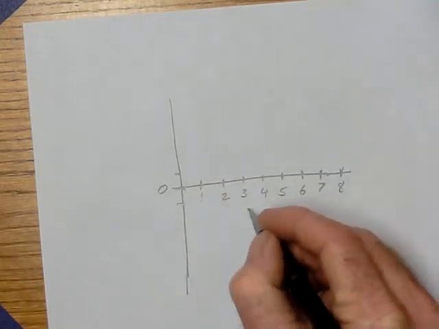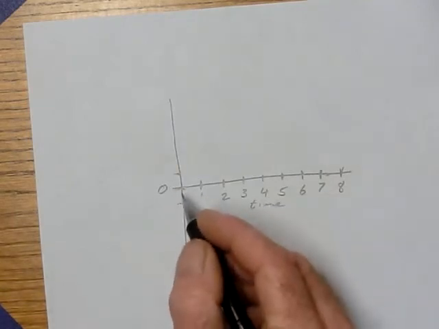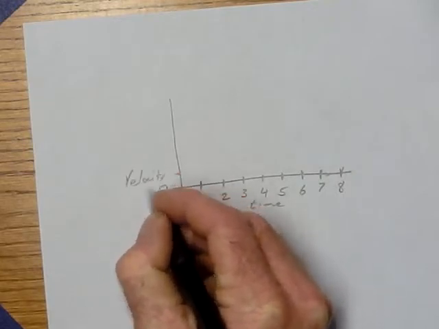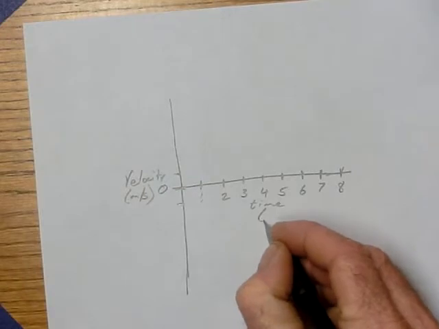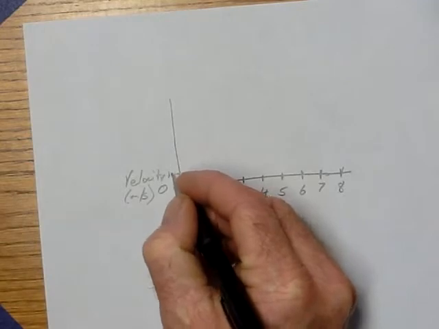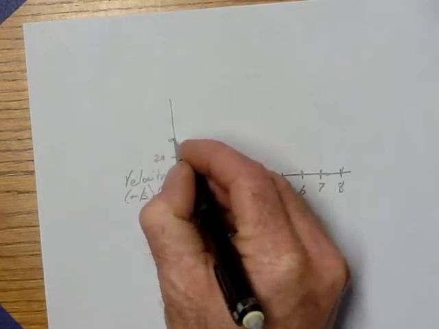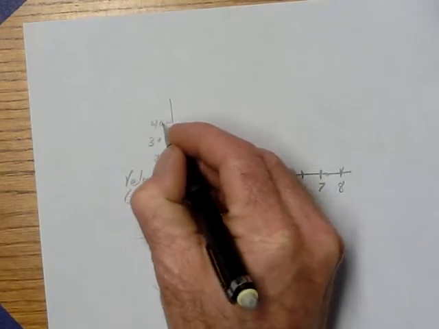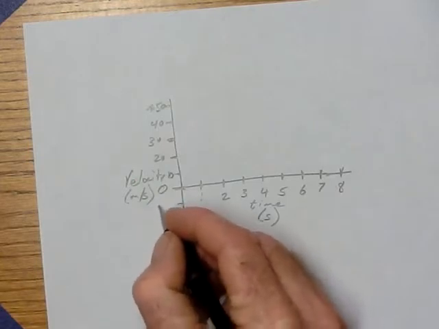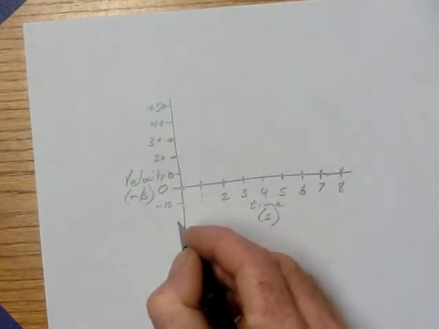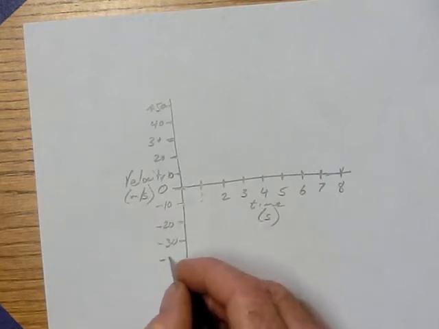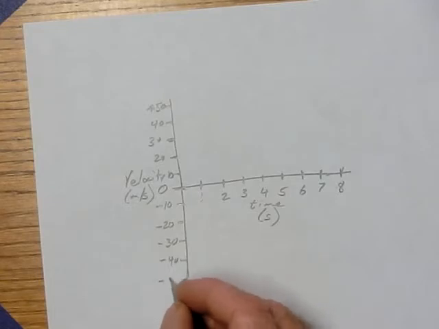So this is the time. And then on this axis, I'm going to have distance. No, not distance, velocity. And that's going to be meters per second. This is going to be seconds. So velocity is 10, 20, 30, 40, 50. I'm not going to use all these, but might as well do this. Negative 10, negative 20, negative 30, negative 40, negative 50.